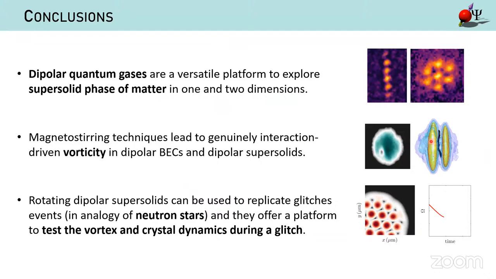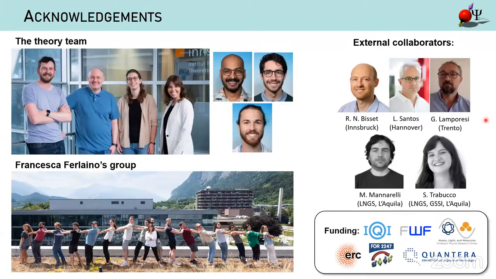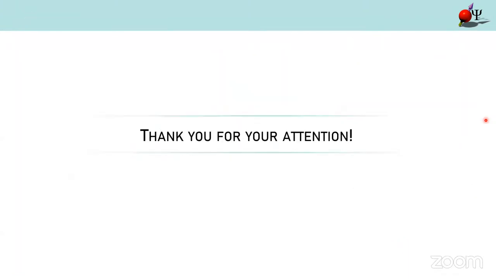So these are my conclusions. I showed you how these dipolar quantum gases are a very versatile platform to explore the supersolid phase of matter. I showed you how this magnetostirring technique led us to the observation of vortices in supersolids. And finally, I showed a possible application of this, which is the possibility to replicate the glitch events, in analogy with neutron stars. So with this, I thank all my team, and thank you for your attention.